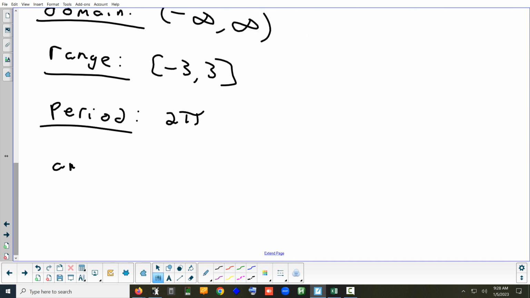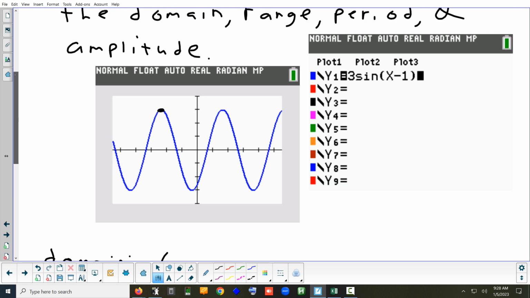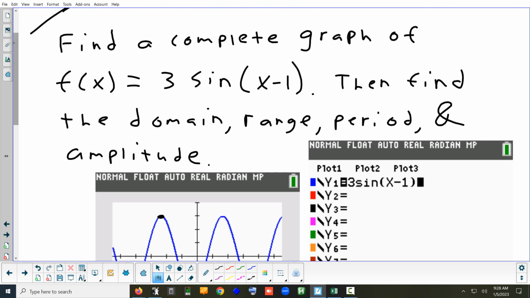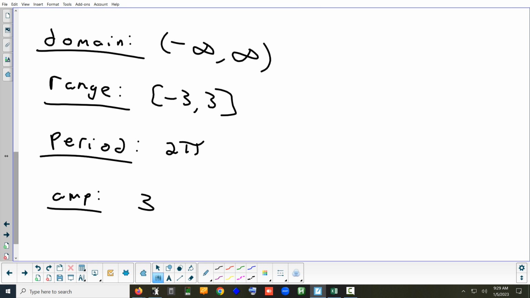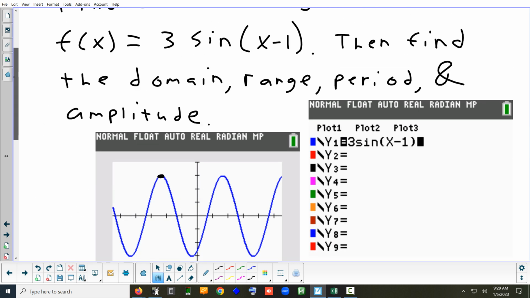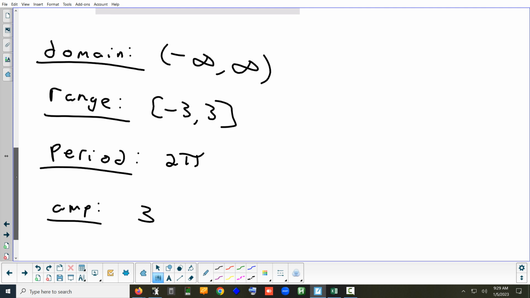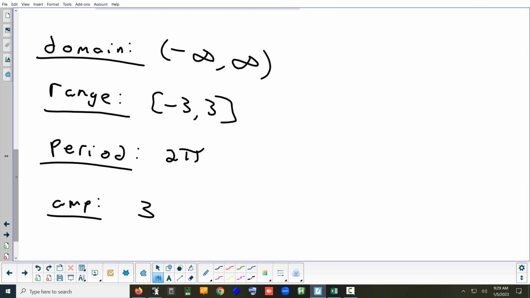Oh, amplitude. Zara, what's my amplitude here? 3. Absolute value of the number in front. What if I did this? Would that change my amplitude? No. Would that change my period? No. Would it change my domain? No. It would have no effect on any of those things. But the amplitude is 3. Questions on the sketch? Or how to find those 4 things?